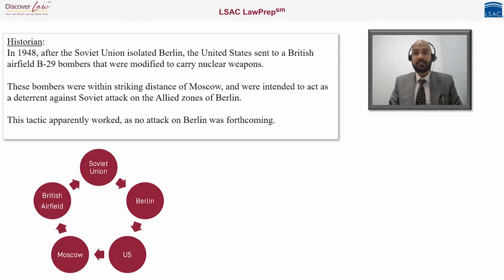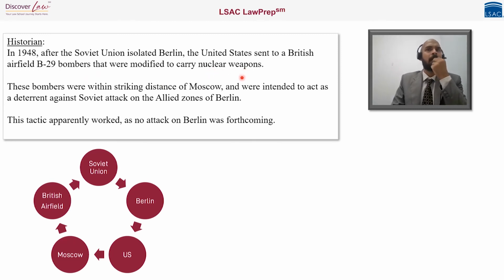Right, let's read this together. It says historian. I'm bad with history, but let's go ahead. It says in 1948, after the Soviet Union isolated Berlin, the United States sent to a British airfield B-29 bombers that were modified to carry nuclear weapons.